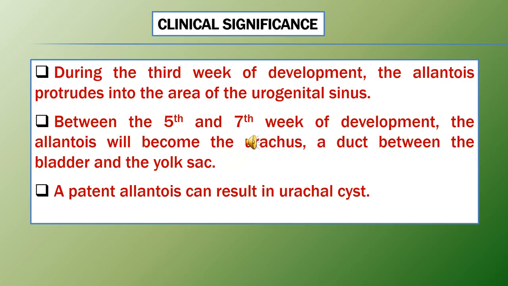Clinical significance. During the third week of development, the allantois protrudes into the area of the urogenital sinus. Between the fifth and seventh week of development, the allantois will become the urachus, a duct between the bladder and the yolk sac. A patent allantois can result in a urachal cyst.